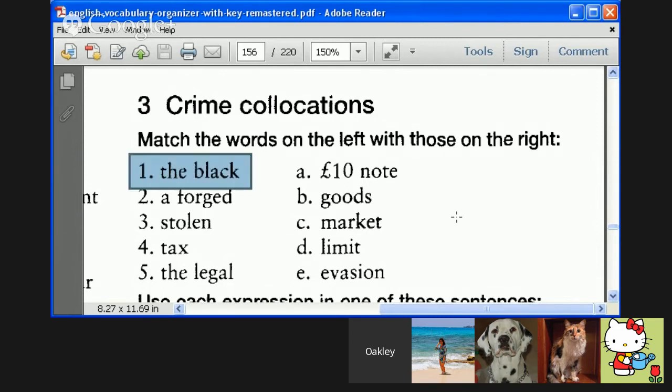Number one is the black market. Indeed. What's the black market? The market where you can buy or sell stolen goods. Okay, stolen goods, or perhaps smuggled goods, or fake goods, maybe. Yes, very good.